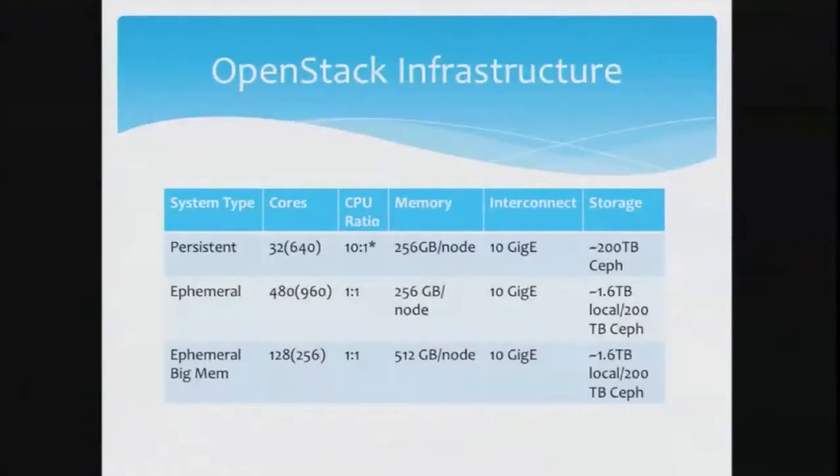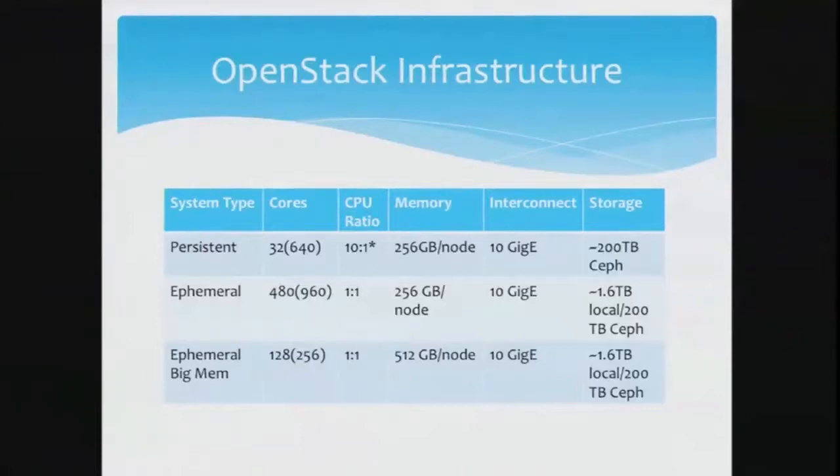Each node, there's also sort of 2 main node types. We have our 256 gigabytes of memory per node, and we have 512 gigabytes of memory per node. All the nodes are interconnected with 10 gigabit Ethernet. And so the persistent volumes will actually be served directly out of the Ceph file system. So Ceph provides the block storage.